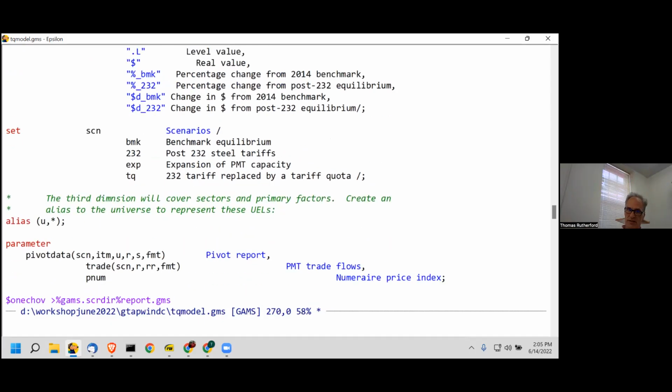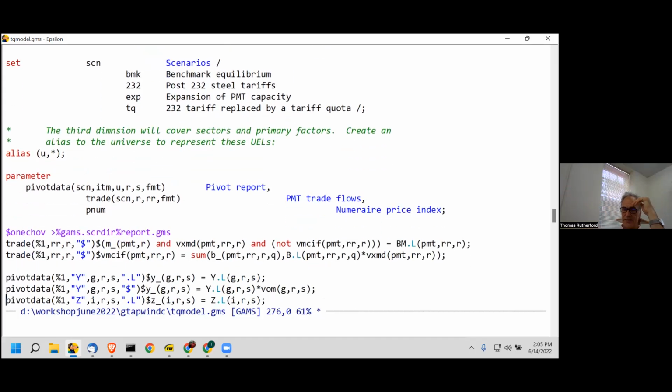So I'm just showing you the scenarios I have: the benchmark equilibrium on the 2014 data. 232 says I'm going to apply the 232 steel tariffs. Expansion of the PMT capacity says expand the quota. And then I have one that's a tariff quota, replace the 232 tariff by a tariff quota, where I permit a certain amount in at a lower tariff rate, and then I have an upper bound. If you wanted to have multiple ones, then you'd have to change the set that I have here.